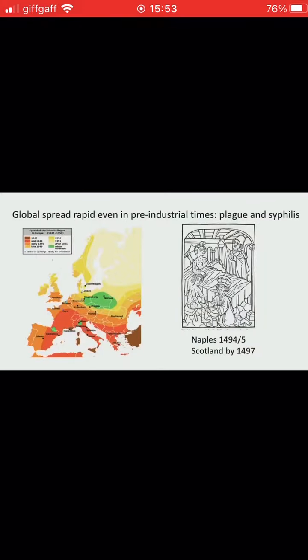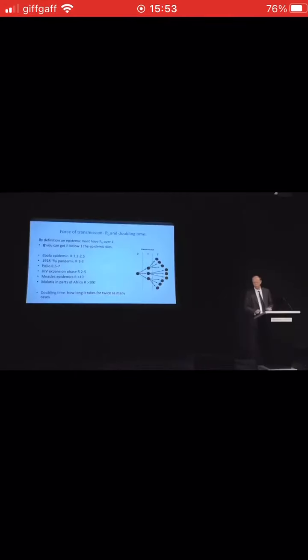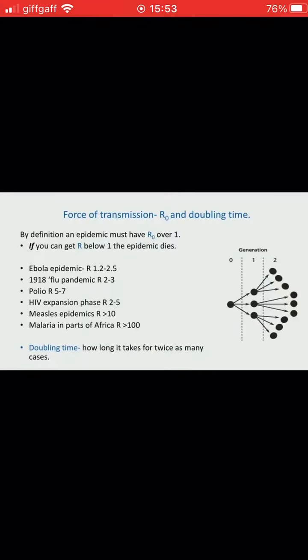So these diseases could spread even in periods when transport was much slower. The final concept is the idea of force of transmission. And this is the one bit of maths I'm going to do in this talk, but it is a simple one. The key thing to understand with force of transmission, this is the central understanding of epidemics, is if you have a disease which on average passes itself from one person to one person to one person, that disease is stable in the population. That has a force of transmission, an R of 1.